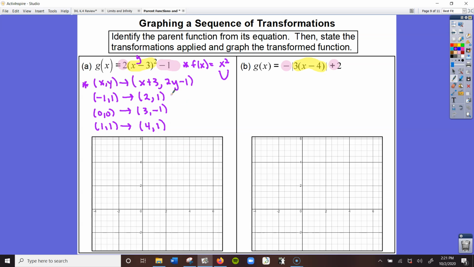So now I'm ready to graph. So we have (2, 1), (3, -1), and (4, 1). And remember, this is a parabola, so you got to make sure that you curve it. And this is my graph. And you can see it was definitely moved to the right 3. It went down 1, and it is skinnier, meaning it was stretched vertically.